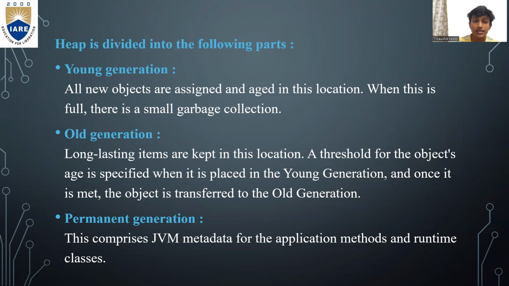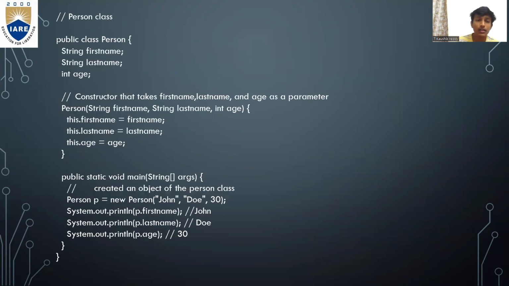Next, permanent generation. This comprises JVM metadata for the application methods and the runtime classes. This is a program or a code. First a comment for the Person class, next a public class Person, which is an object, next a string firstName, string lastName, int age.